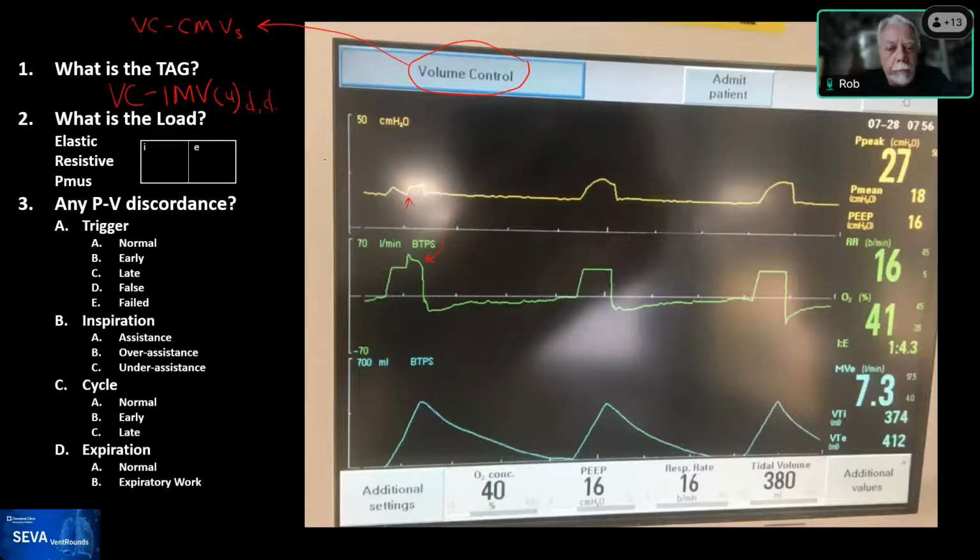Correct. Alrighty, so now that we have this mode here, and we'll come back in a second to talk a little bit more about why you would use this and what the items would be, but let's move on to what the load is. So during inspiration, what's the load? And during the expiration, what's the load?